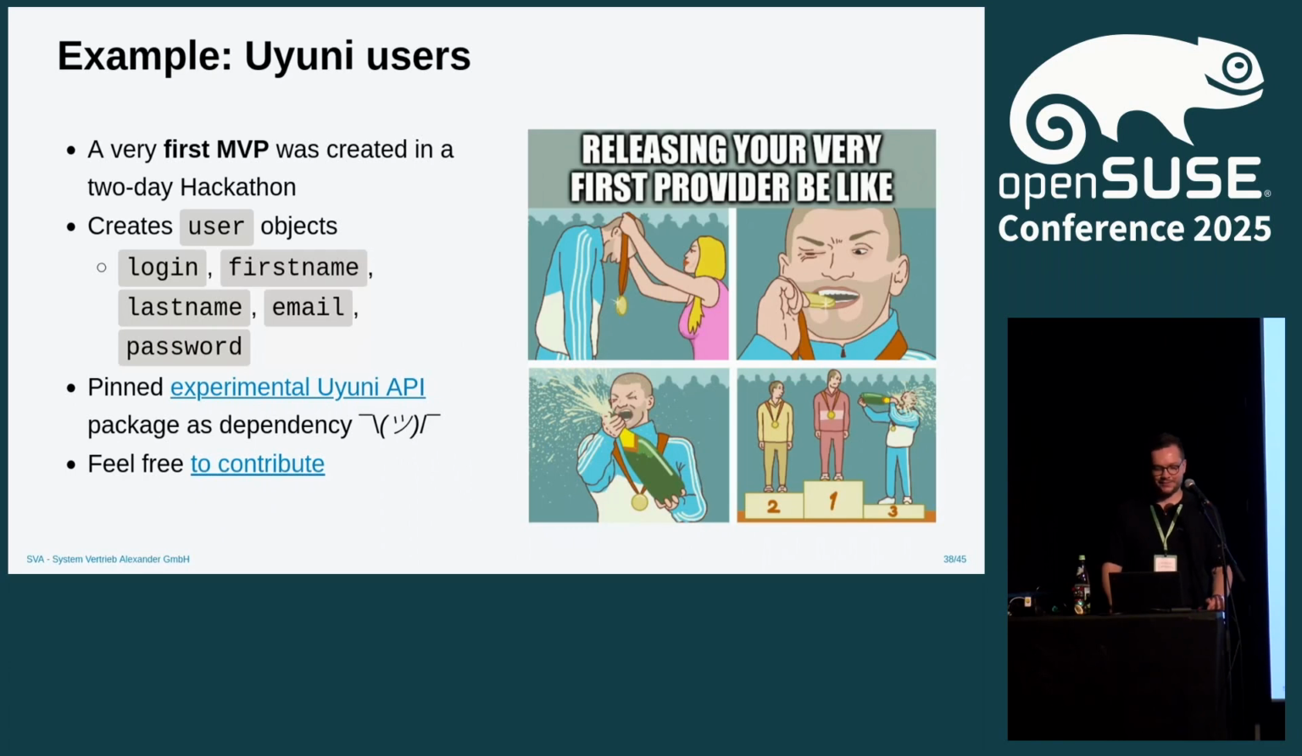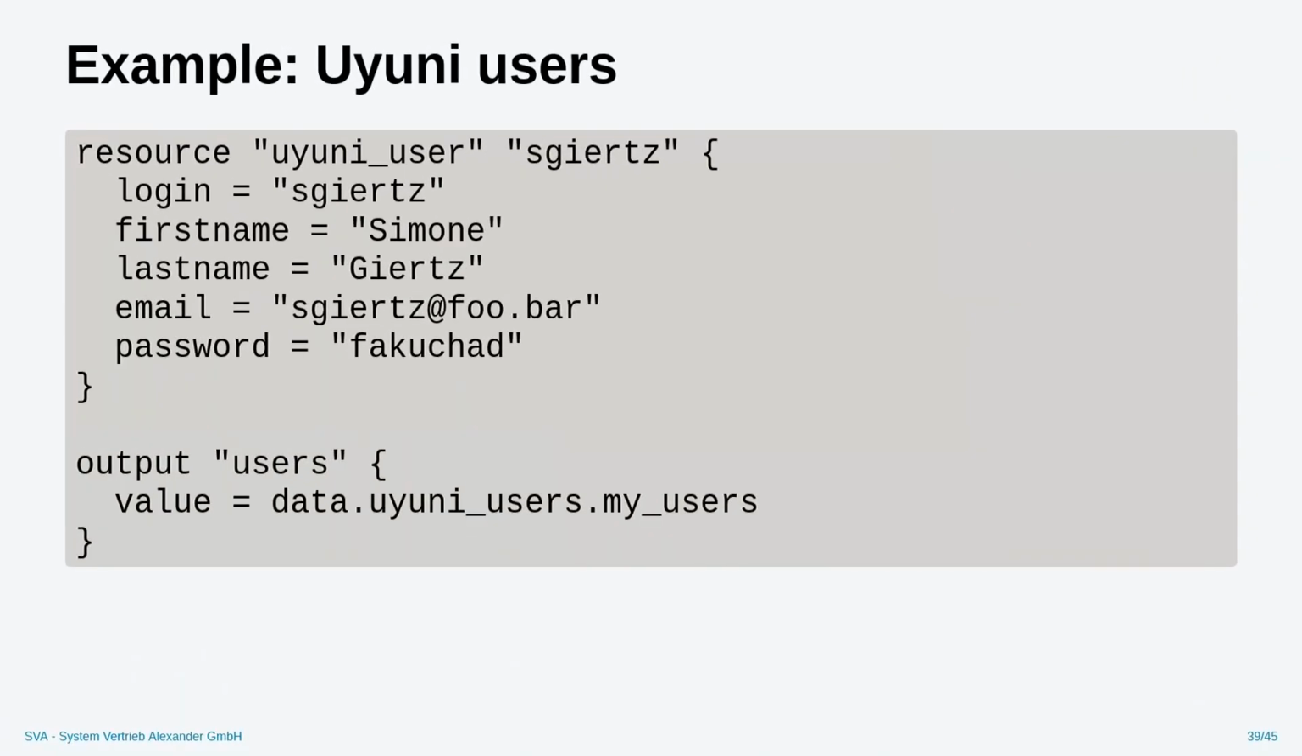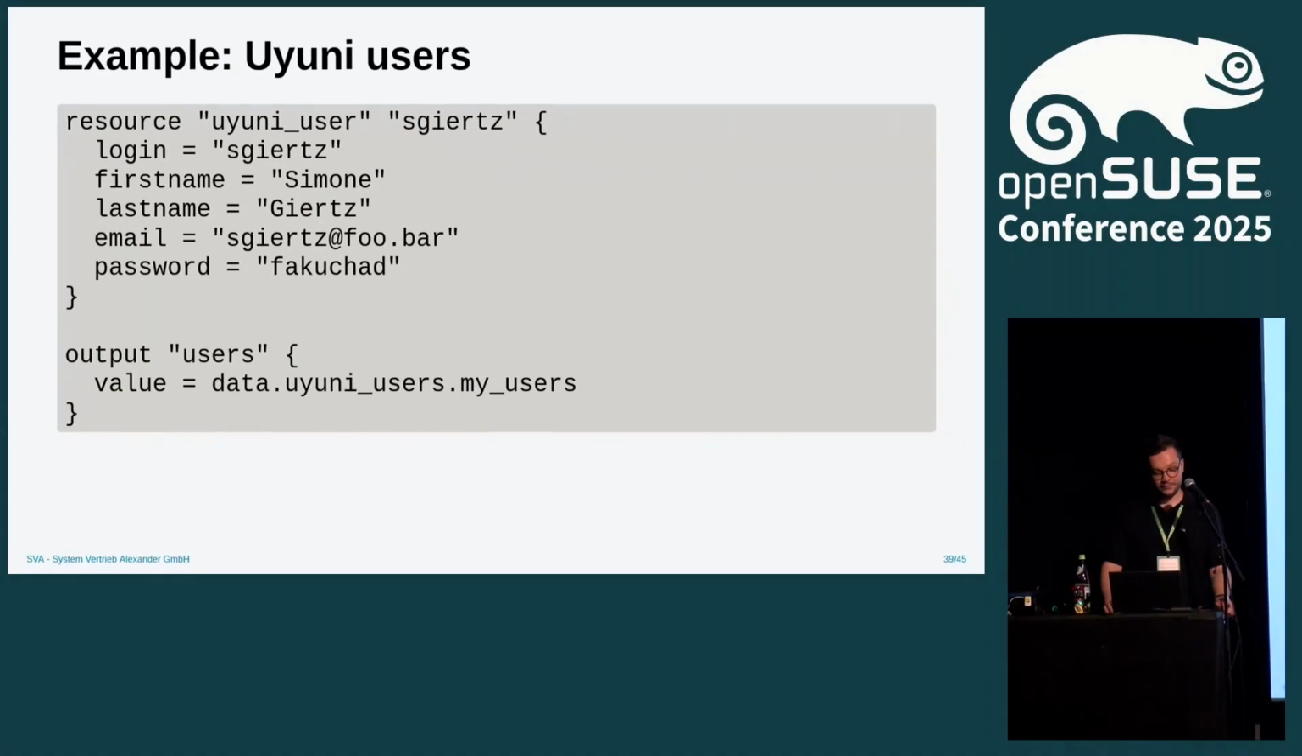So what this will look like is we have some Terraform code here. Of course, it's also working with OpenTofu. So it's a resource. It's an Uyuni user resource with a particular name, login, first name, last name, and so on. And we have an output that actually prints all the users that have been created within Uyuni. And this actually works. Yeah.